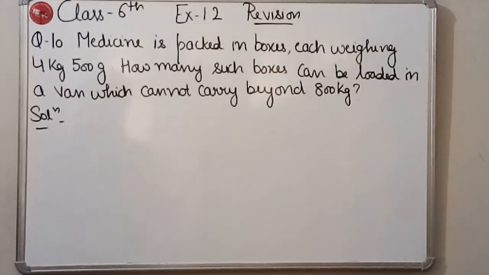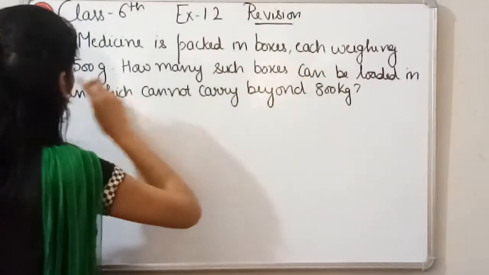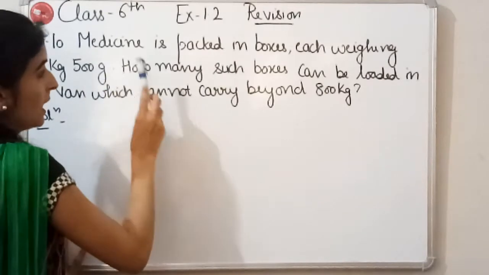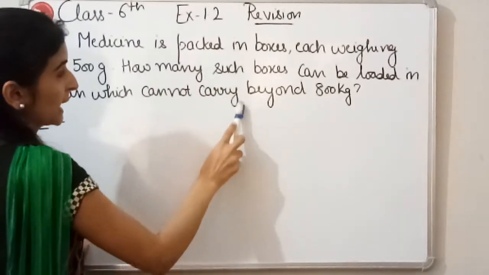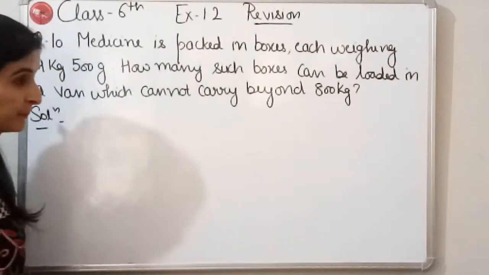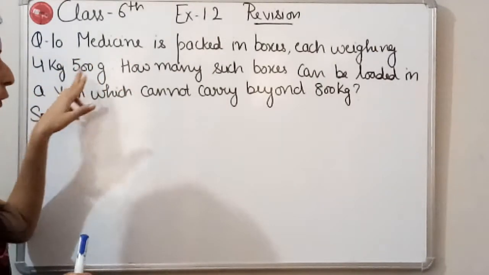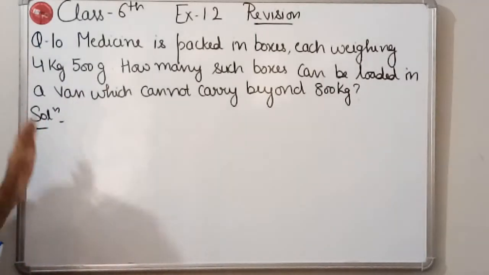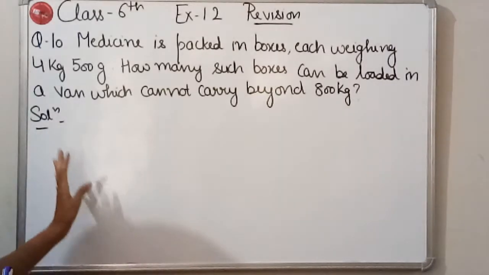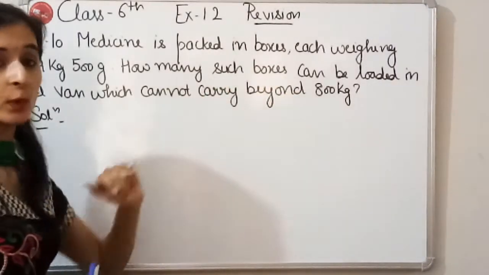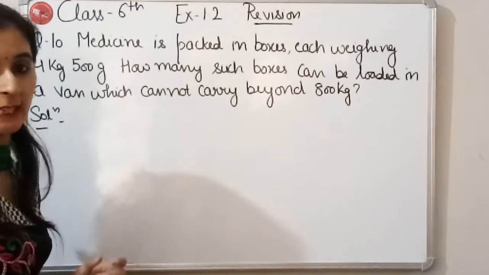Now the next question, number 10, is: medicine is packed in boxes, each weighing 4 kilogram 500 gram. How many such boxes can be loaded in a van which cannot carry beyond 800 kilogram? So we have given the weight of one box, that is 4 kilogram 500 gram. Then we have given the total weight a van can carry, that is equal to 800 kilogram. And we have to find out the number of boxes that can be loaded.